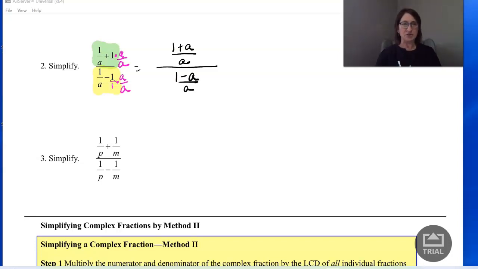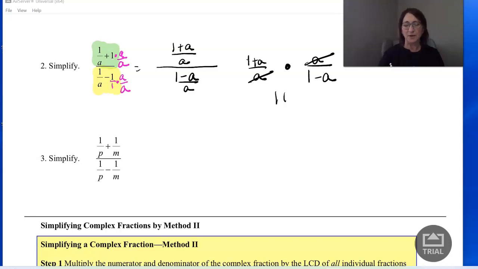So now I'm going to simplify this by changing my fraction bar, my division sign, to multiplication. So I'm going to keep the 1 plus a over a, change that fraction bar from division to multiplication, and flip or take the reciprocal of that denominator. My a's reduce, and so I'm left with 1 plus a over 1 minus a. That's my answer.